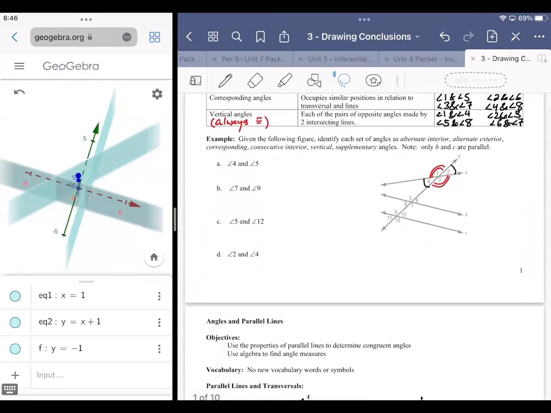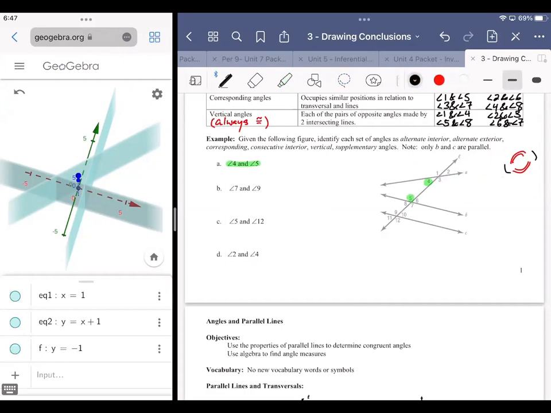So when you look at, and this is kind of a streamlined version of it, the example of files given the figure, identify sets as alternate interior, alternate exterior, corresponding, et cetera. I'm gonna pull this out for a sec. It's not that bad if you know the definitions, but I guess you can say that for a lot of things. So 4 and 5.